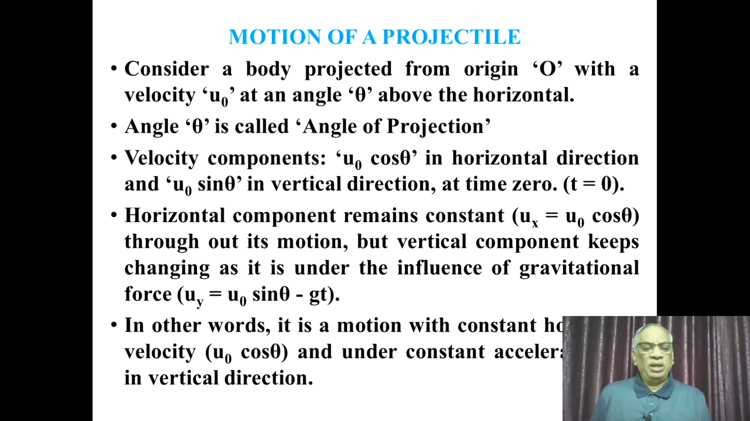So it may be noted that the horizontal component, that is ux equal to u naught cos theta, remains constant throughout, but the vertical component keeps changing under the influence of gravitational force of the earth. In other words, the motion can be said to be taking place in the horizontal direction with a constant velocity, there is no acceleration, but in the vertical direction it is a constant acceleration g. So constant velocity in the horizontal direction and constant acceleration in the vertical direction. The body motion can be considered like that.